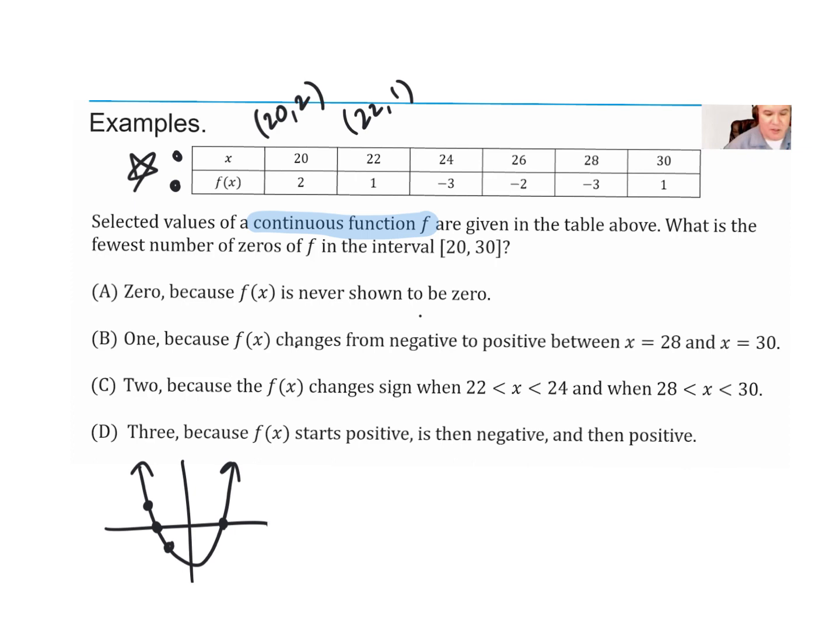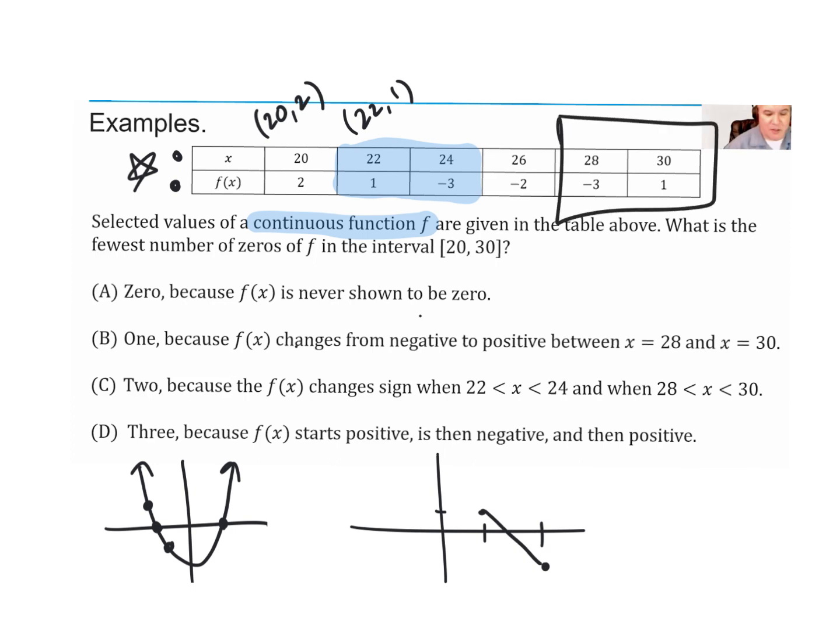If I look here, 1 and negative 3, my outputs, if I were graphing this, it would be at 22, 1 and 24, negative 3. If it's continuous, it's going to have to cross at some point. So we know that there's going to be 1. Where else is there going to be another one? 28 to 30, right? Because it goes from 28, negative 3, to 30, 1. Again, if it's continuous, it's going to have to cross the x-axis at some point. So what's my answer going to be for this one?